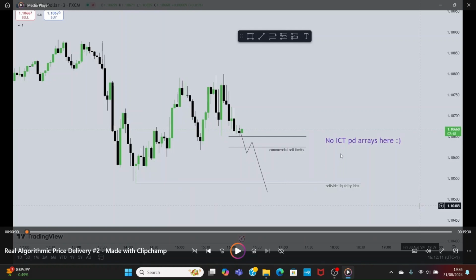As you can see, there are no ICT PD arrays in this region. There is nothing here. I haven't lined this up with any type of PD array, at least the ones ICT has taught. Okay, because there's ones he hasn't taught, which I could do some teachings on.